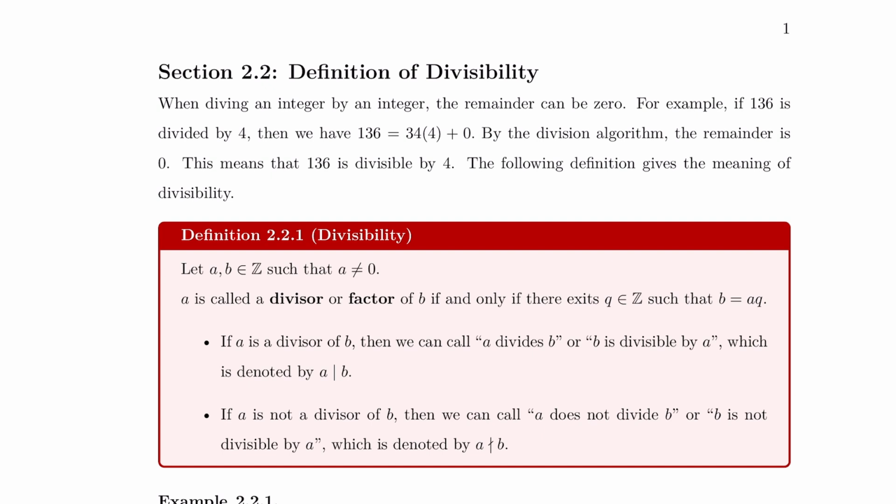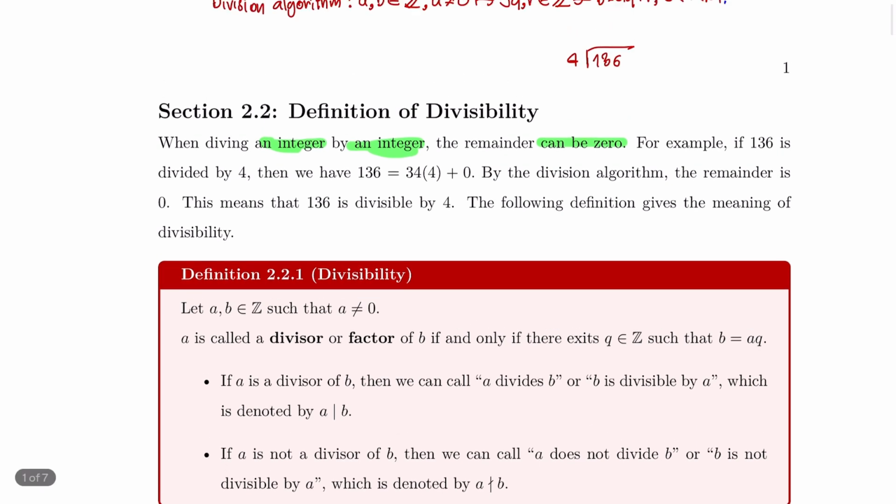Today we will talk about the definition of divisibility in section 2.2. When we divide an integer by an integer, the remainder can be 0. For example, if you want to divide the number 136 by 4, what do we have?